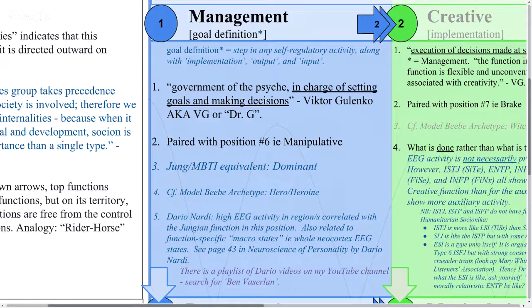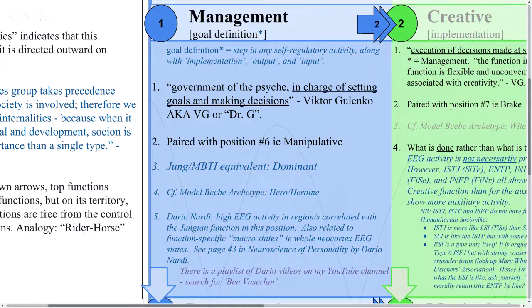It's paired with the manipulative function, that is the inferior function, aka the suggestive function, and the Jung-Briggs type indicator equivalent, because I like to say Jung-Briggs type indicator, because I want to give Jung some love. Dominant function, compared with the hero-heroine function in Model B.